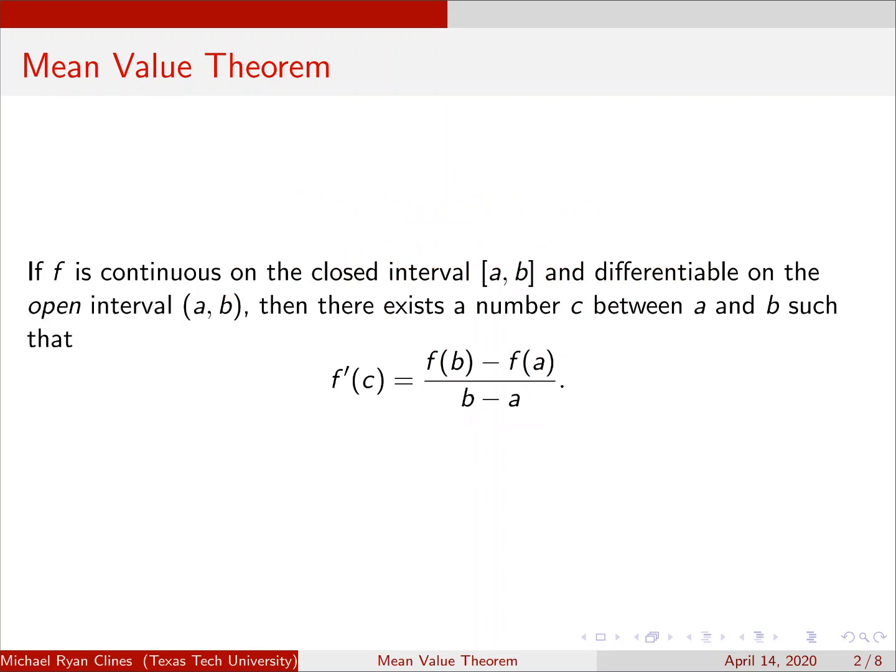The mean value theorem states that if a function f is continuous, see, I'm telling you, this continuity thing showing up all over the place, on the closed interval a to b, closed intervals are pretty important, and differentiable on the open interval a comma b, then there exists a number c between a and b such that the derivative of f evaluated at that point c is equal to f of b minus f of a divided by b minus a. So let's break this down.